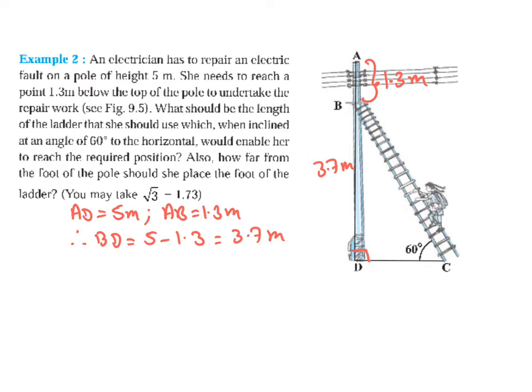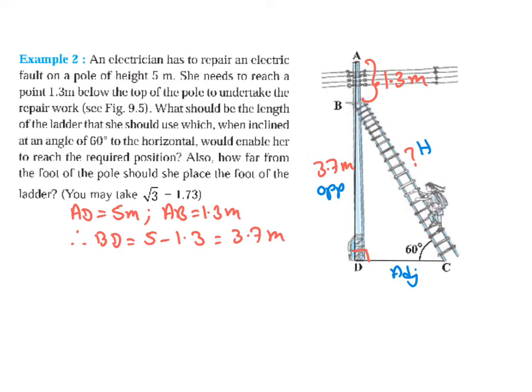Now in triangle BDC, we are supposed to find the length of the ladder, which is BC, which happens to be the hypotenuse of the triangle BDC. From the 60-degree angle, this side is going to be the opposite, this is going to be the adjacent, and this is going to be the hypotenuse. Now we are supposed to find the hypotenuse. We know the opposite. Which ratio will you use?